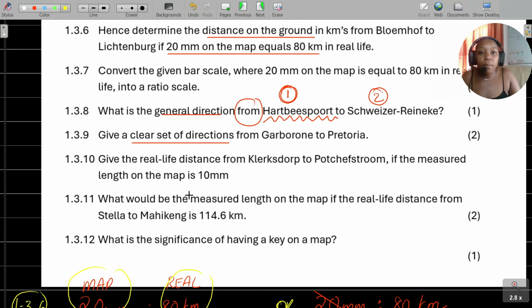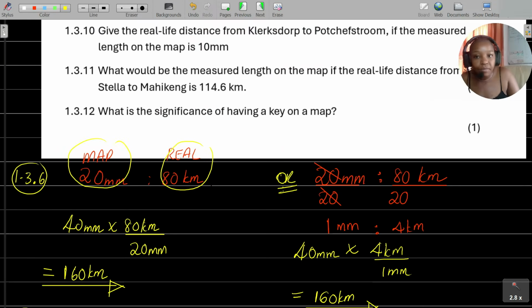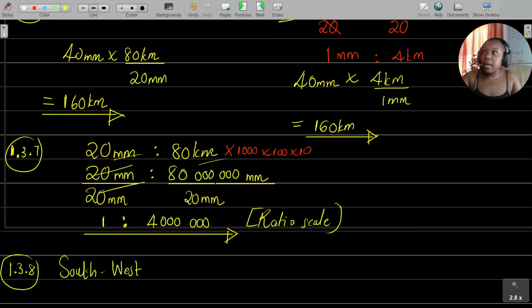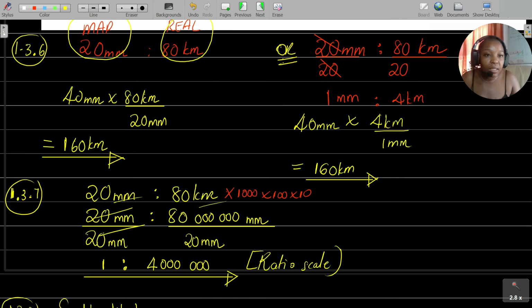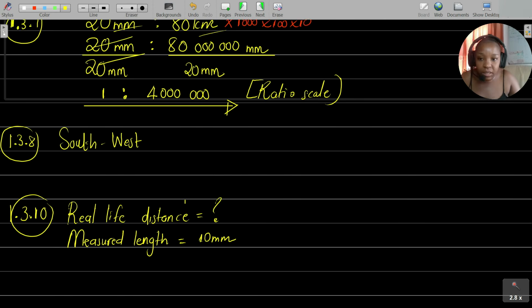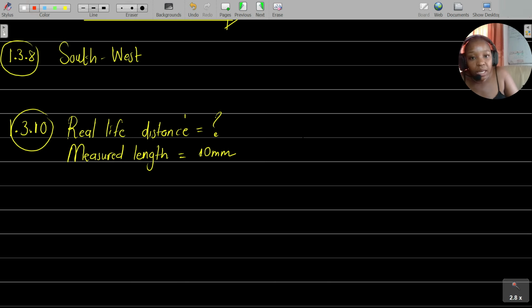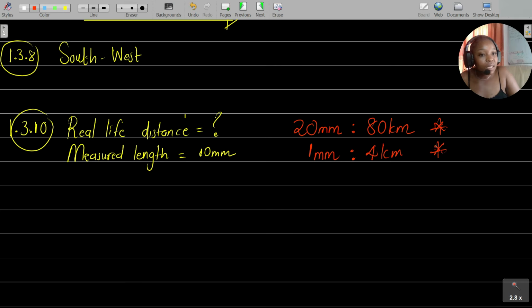So what are we going to use here to get the real life distance? Remember, they measured the bar scale for us. They told us what that bar scale means: 20 millimeters on the map is to 80 kilometers in real life. That is what is indicated by our bar scale. Then we simplified that to 1 millimeter is to 4 kilometers. It's the same thing, guys. Whether you use this or this, it just depends on what you prefer.